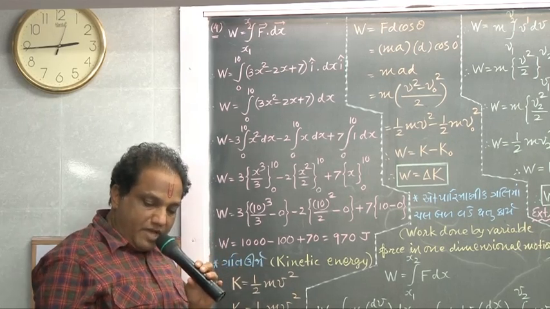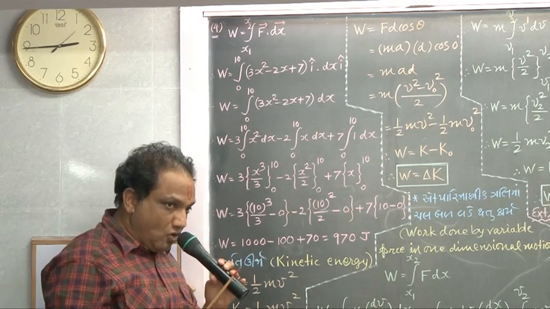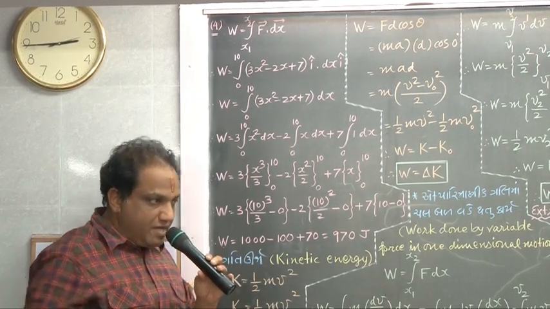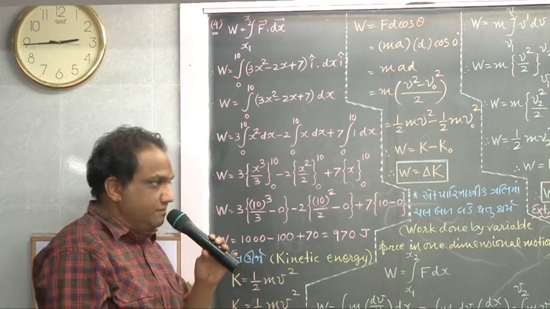We are asked to find out the amount of work done under the influence of this variable force when the body undergoes a displacement of 10 meter along positive x-axis. Let us find out that work done.